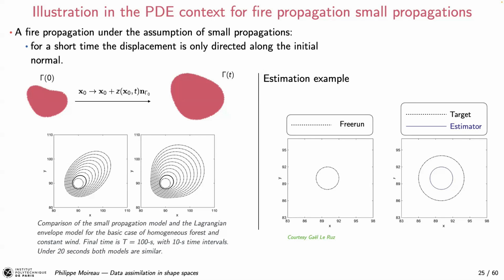So in black is the target trajectory. Here it will be what we call the free run. So you start with the wrong initial condition and the wrong source model, and you will see the trajectory that you get. And in blue, the Kalman estimator. And you see that, basically you start from the same point, but then you pursue, and you catch up with the true trajectory.